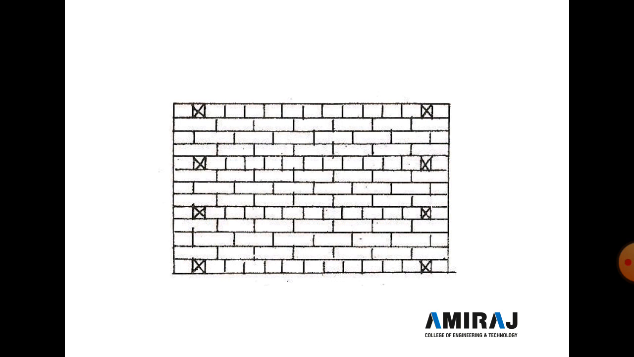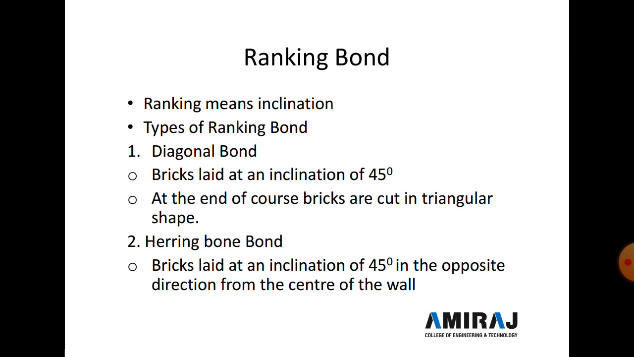In an English bond we put one layer of header and one layer of stretcher, and then again one layer of header and one layer of stretcher. But in a garden wall bond, one layer of header is provided, then 3 to 4 layers of stretcher are provided, and then one layer of header is provided. So these are the main differences between the garden wall bond and the English bond.